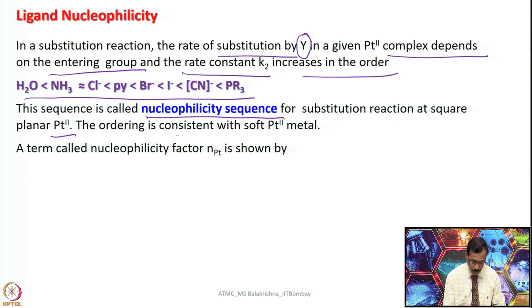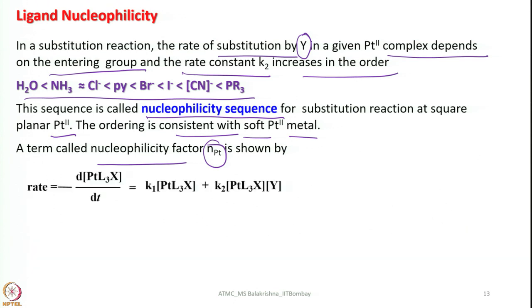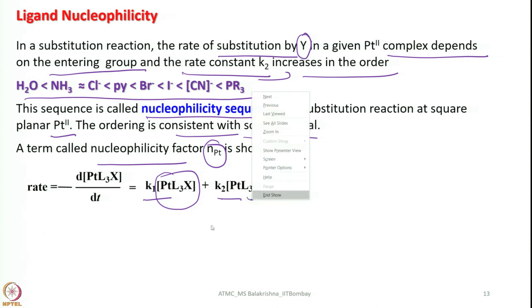The ordering is consistent with the soft nature of platinum 2 metal. So, that means a term called the nucleophilicity factor, represented by n_Pt, is shown by this, the one I was telling you about. We have k1 and k2. If you look into the rate equation and the parameters that we have included, it would tell you the nature of it. For example, here we are considering only the concentration of the complex, not the concentration of the entering ligand, whereas here the concentration of the complex plus the entering ligand, both we are considering.